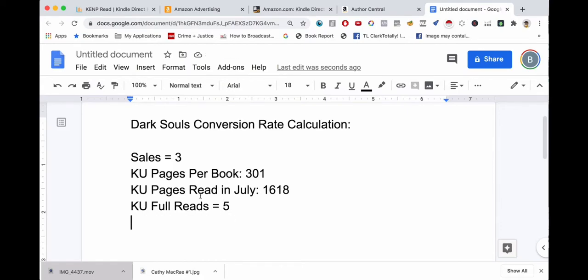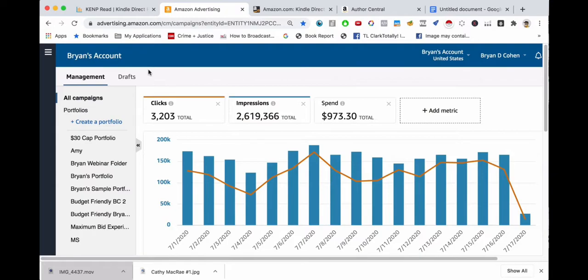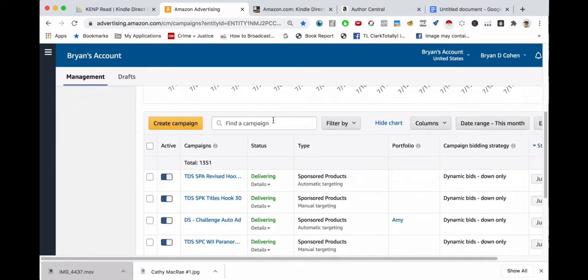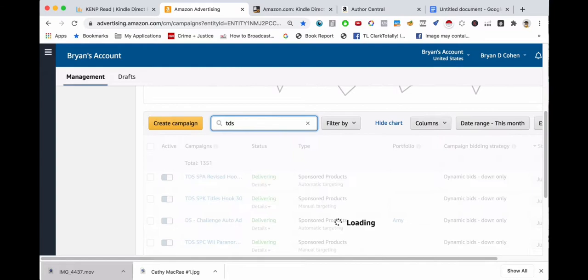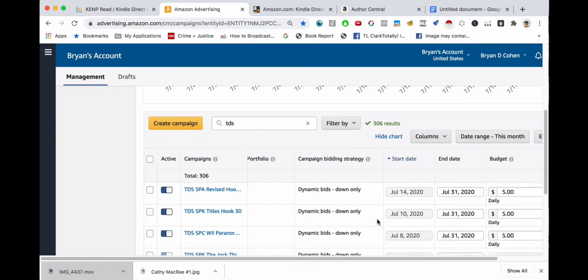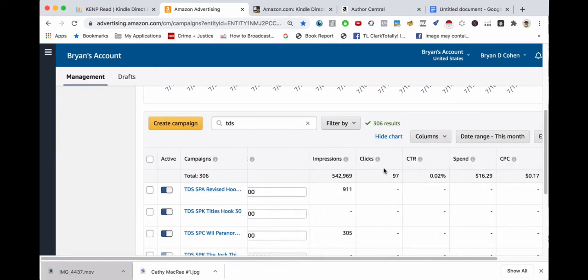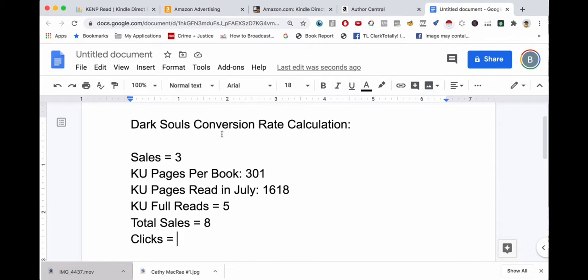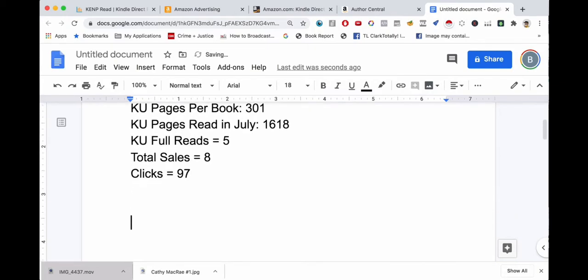We could factor that in, but I'm just going to downplay it here. 5 full reads, 3 sales. That means our total sales for this period are 8. You add the two of those together. So we have 8 sales, but how many clicks did we have? Well, if we go to Amazon Advertising and we put in the Find a Campaign button, we do our abbreviation here. And we can see that we had 97 clicks.